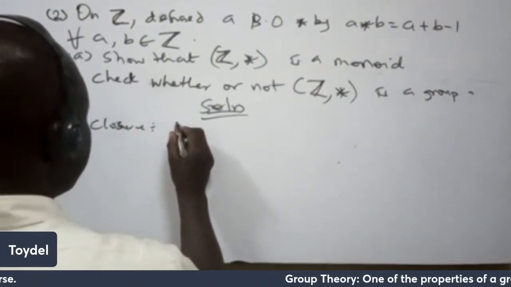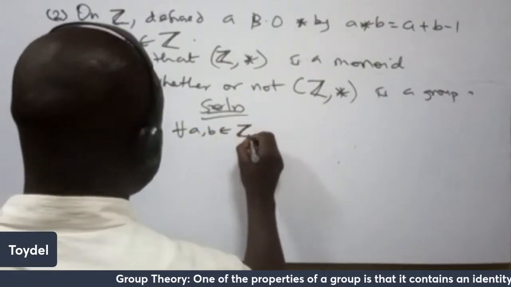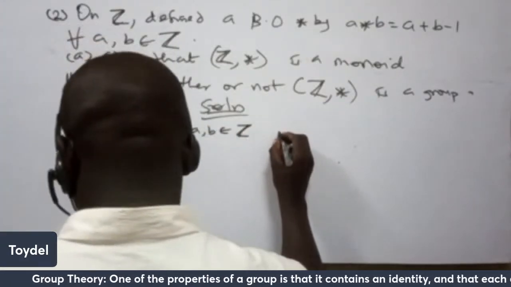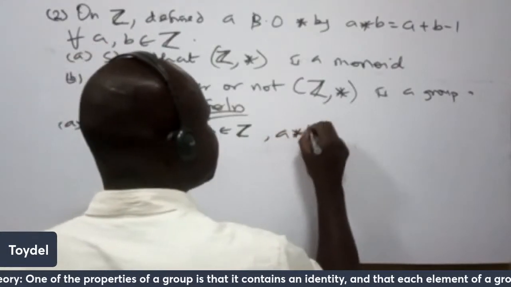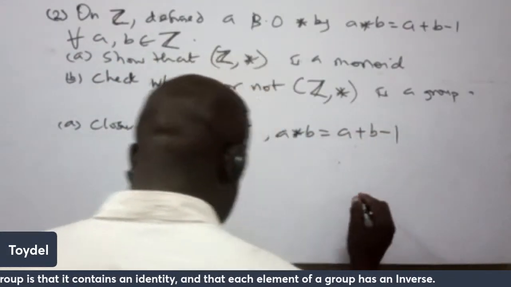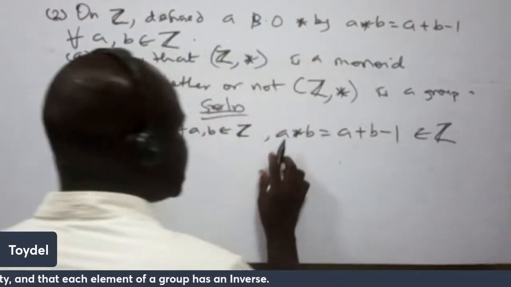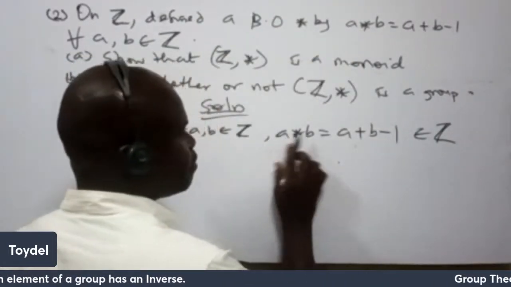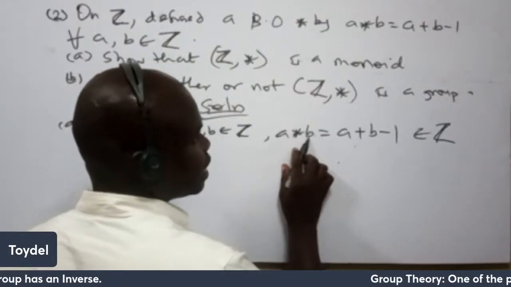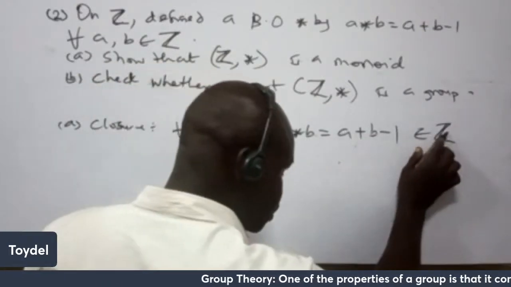That is, for all elements A, B that belong to the integers, is it possible to get A asterisk B, which is equal to A plus B minus 1, that also belongs to the integers? Yes. Irrespective of what A and B represent, if we add A plus B, it will still belong to Z.